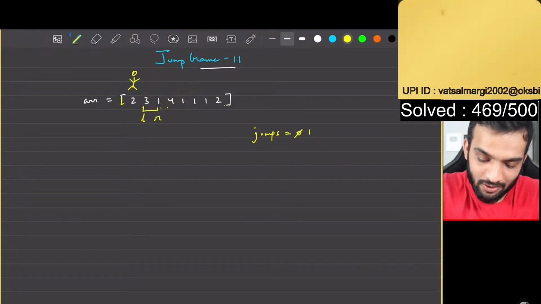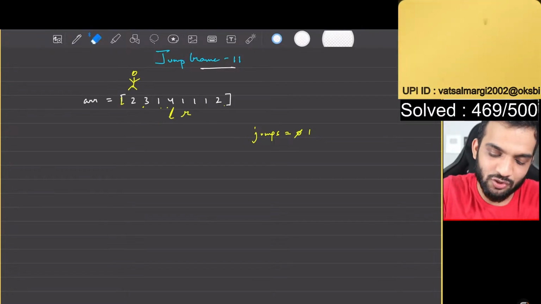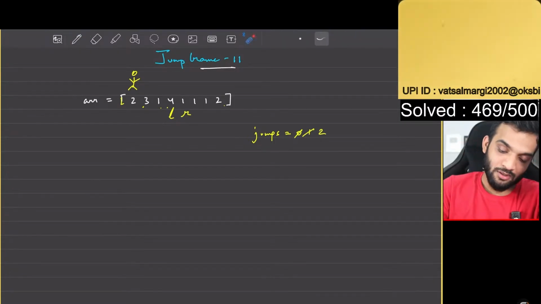So what I'll do is I'll update L and R. Again, focus. L will go 1 place ahead of R. R will go to the farthest. Done. What will happen to the jumps? 2. Okay. Standing at this place.